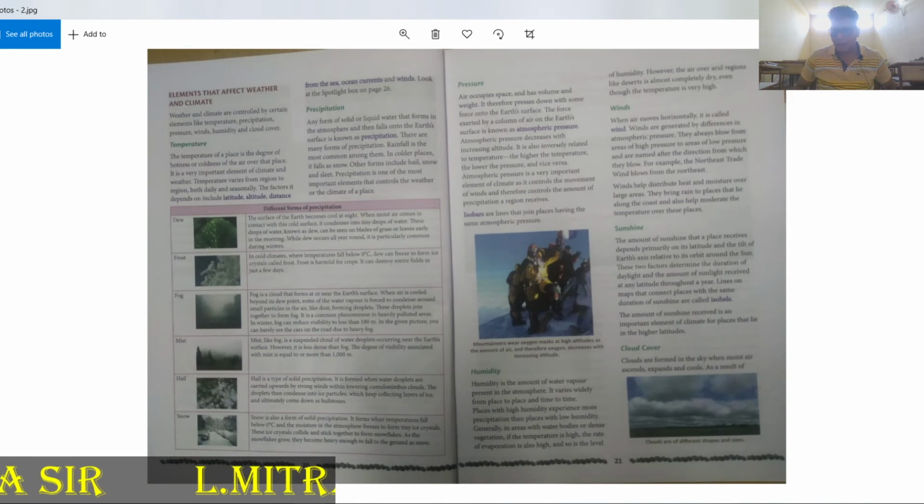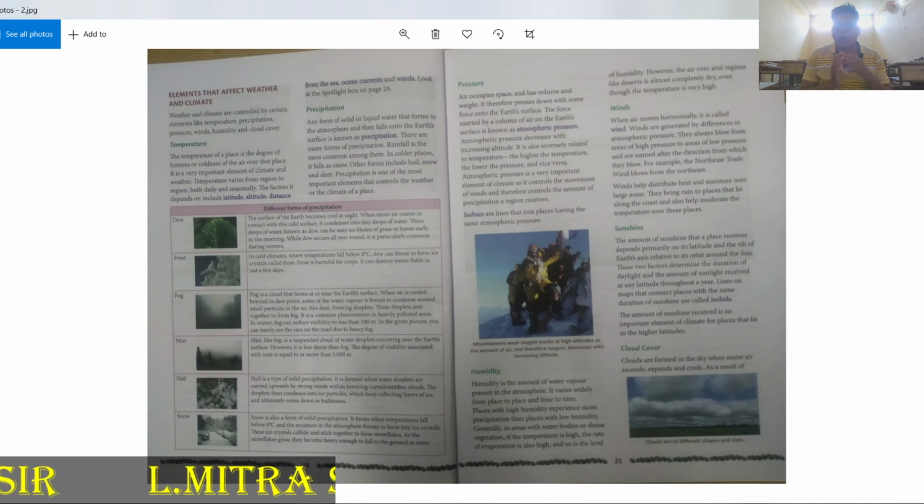Atmospheric pressure decreases with increasing altitude, and it is inversely related to the temperature. If the temperature is very high, there will be low pressure. If the temperature is very low, there will be high pressure. And wind always moves from high pressure to low pressure. This is normally called the pressure gradient.